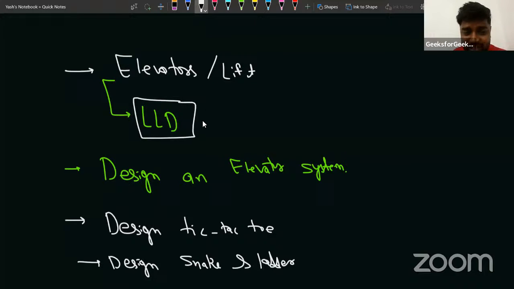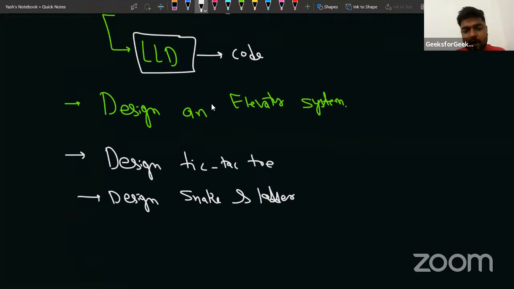Why are we saying low level design? Because in these we talk about the actual code, like how the classes are going to look like, how are we going to design the elevator? What classes do we need to have? Get elevator, and whatever functions we require. Then in tic tac toe also, this is another real life use case. Snake and ladder games are there.